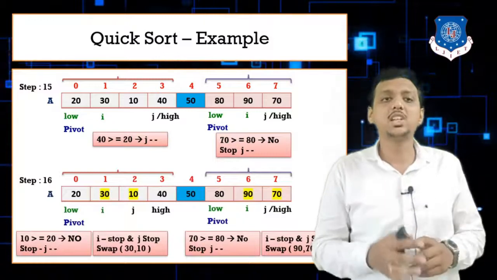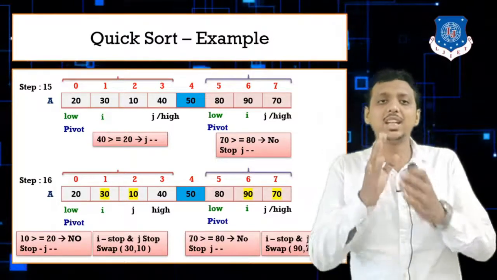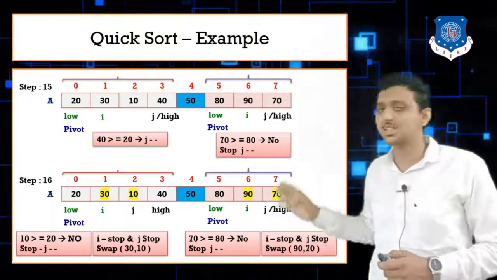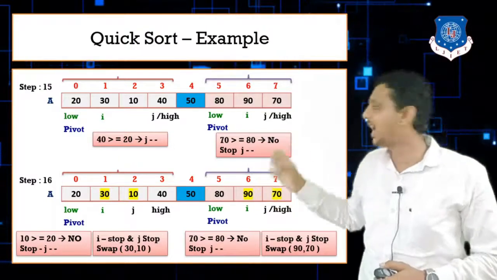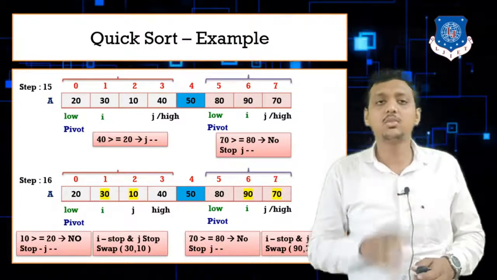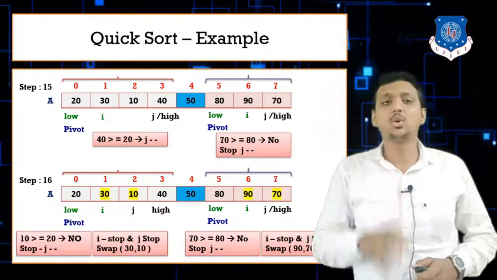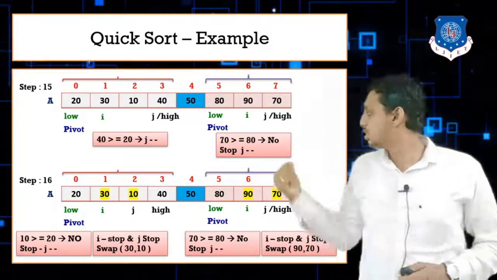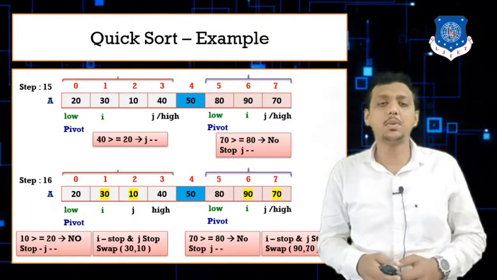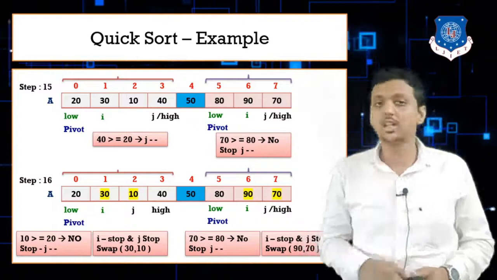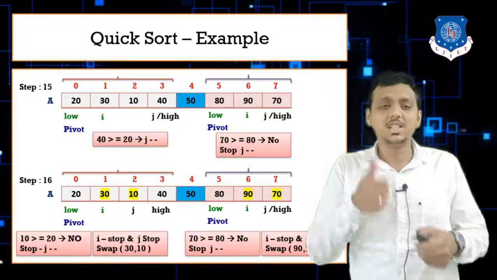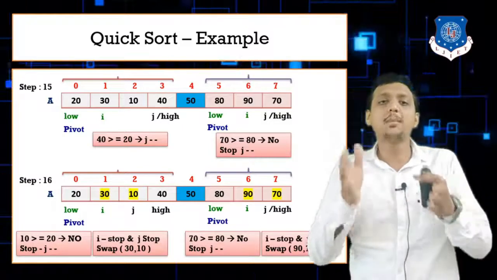Now students, after decrementing J on the left side, you can see my J is pointing at 10 and I is at 30. Now check whether A of J is greater than or equal to pivot or not. On the left side, A of J is 10, and 10 greater than or equal to 20 is false, so J stopped over there. On the right side, J is already stopped. So when I has stopped and J has stopped, what do you need to do? You just need to swap I and J.